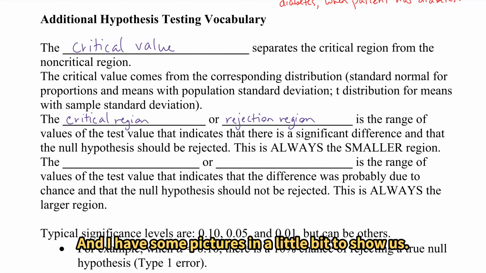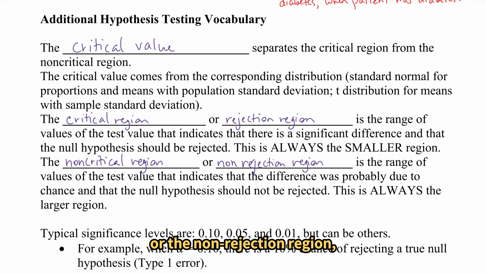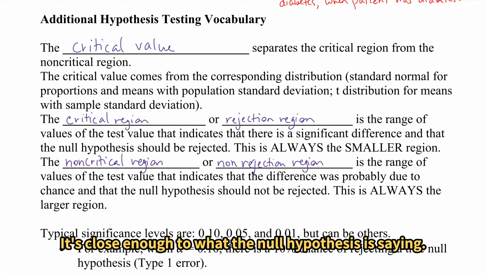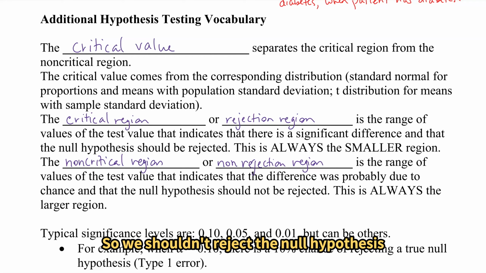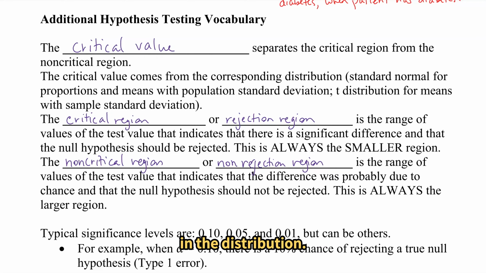And then the non-critical region, or the non-rejection region, this region is the range of values that indicate the difference was probably just due to chance. It's close enough to what the null hypothesis is saying, so we shouldn't reject the null hypothesis. And the non-critical region is always the larger region in the distribution.